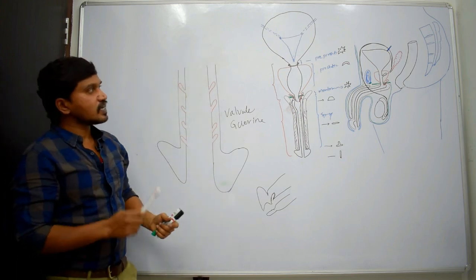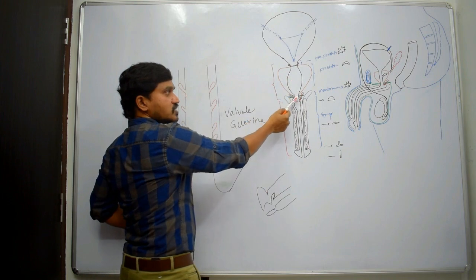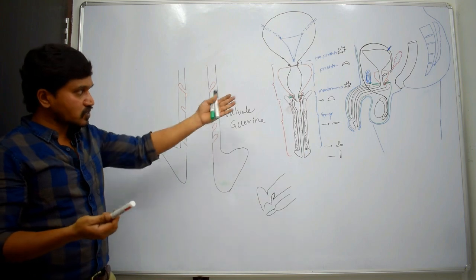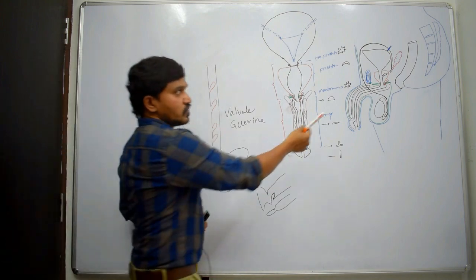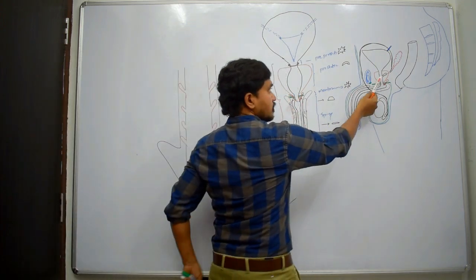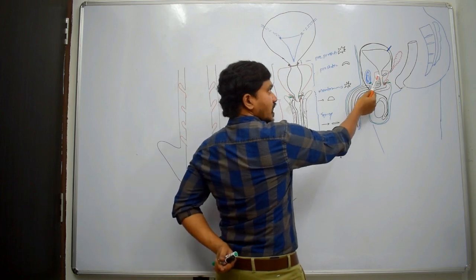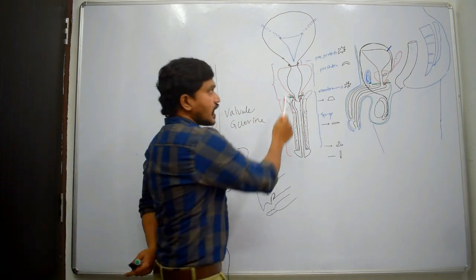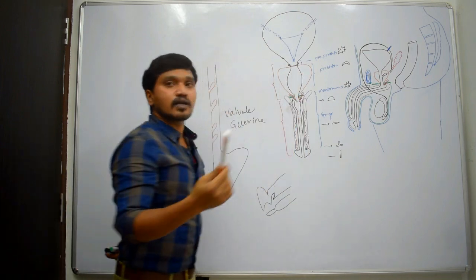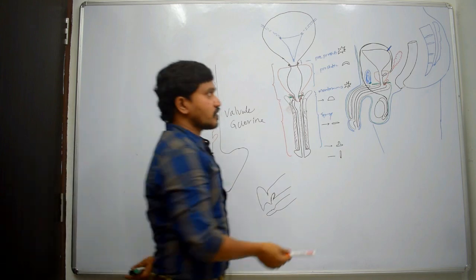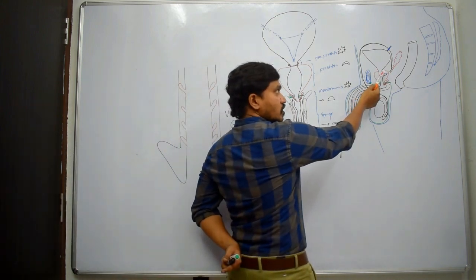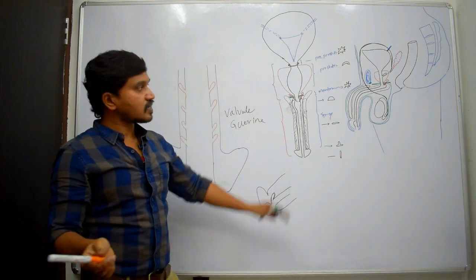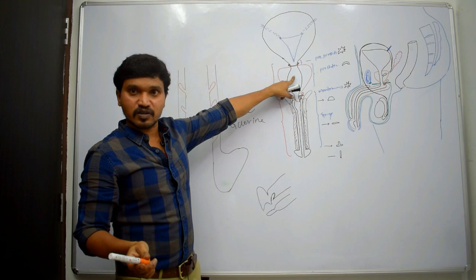Now we will see relations of the prostatic urethra and relations of the membranous urethra, because the remaining structures don't have many relations, they are just passing through different structures. Here we need to see some relations. See here, prostatic urethra anteriorly is related to the anterior lobe of the prostate gland. Laterally related to the lateral lobes of the prostate gland. Then posteriorly, the median lobe and posterior lobe of the prostate gland. These are the relations for the prostatic urethra.